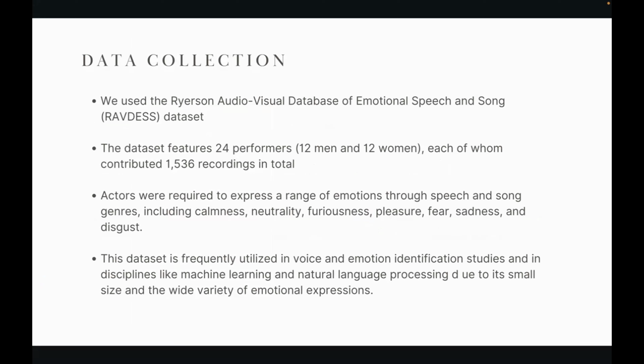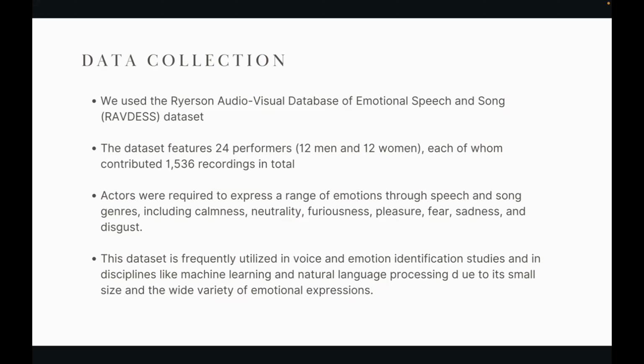The data set consists of speech and song recordings that have been labeled with 8 emotional categories. It contains 24 performers, 12 men and 12 women, where each of them contributed around 1,500 recordings, expressing a range of emotions through speech and song, like calmness, being happy, being sad. They were asked to say simple phrases, for example, I feel happy today, or I'm very angry right now.